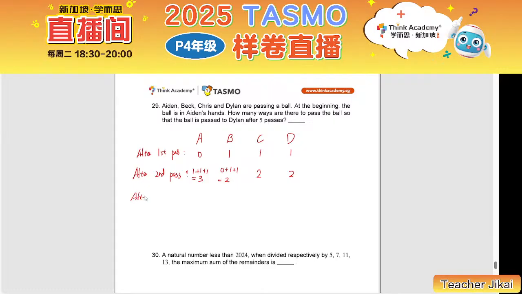So after the third pass, each of them has how many ways? Aiden here: two ways from Blake, two ways from Dylan, two ways from Chris. So 2 plus 2 plus 2 will give you 6. How about B here? 3 plus 2 plus 2, right? 7. C here, 7. D here, 7. And then we can try after the fourth pass. So it will be 21, 20, 20, and 20, right?